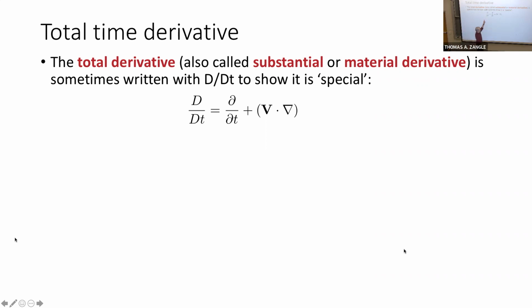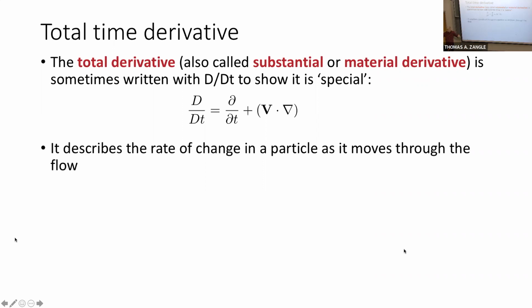And this describes the derivative of a property with respect to a fluid particle. So we looked at dV/dt, which was the acceleration of a fluid particle. But in general, we can apply this operator to other properties of the fluid in order to understand how they're changing within fluid particles, parcels of fluid that are moving through our system. And so this total derivative describes the rate of change within a particle as it moves through the flow. We're going to use this to derive mass concentration.